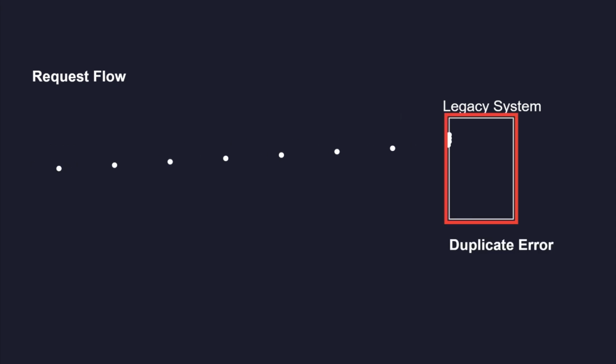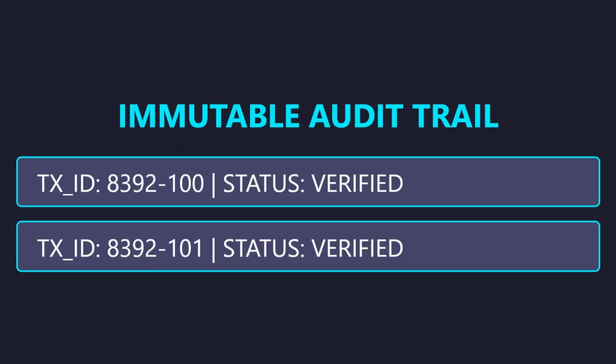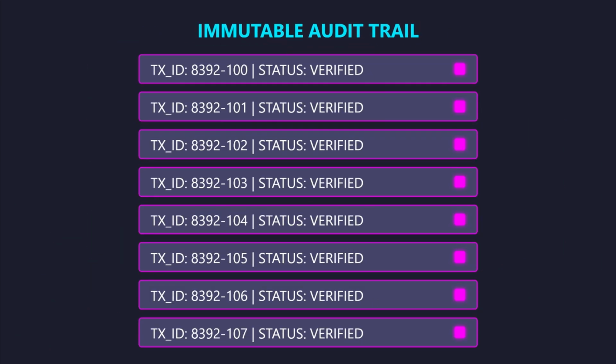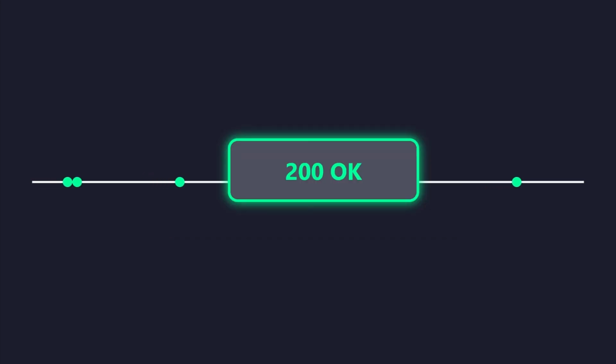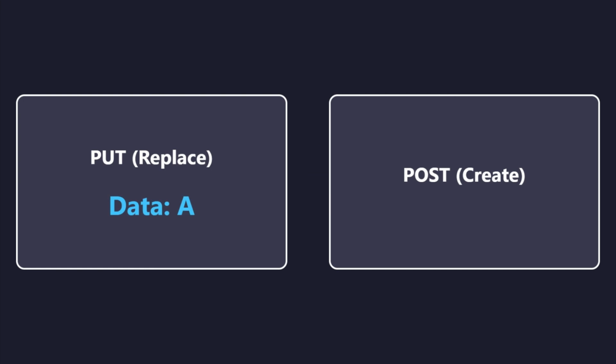If you must integrate with a legacy system that does not support idempotency, build a proxy layer that manages keys and ensures single delivery downstream. Maintaining an immutable log of processed idempotency keys serves as a critical audit trail for financial regulators and internal troubleshooting teams. Returning a 200 OK status code for duplicate requests is common, though some developers prefer 209 to explicitly signal a duplicate. The hypertext transfer protocol delete method is naturally idempotent, as deleting a resource that is already gone should typically result in a success code.